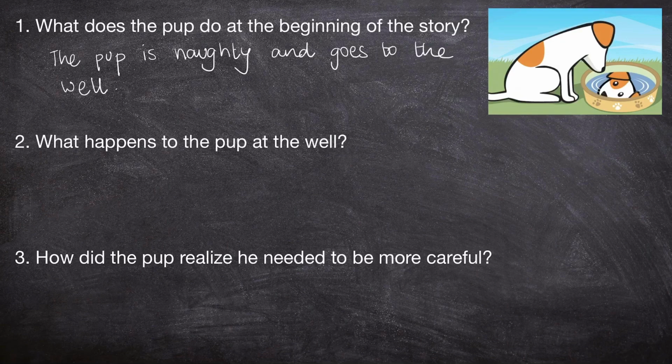What happens to the pup at the well? I know when the pup goes to the well, he looks inside the well and he sees a reflection. He sees his own reflection, he sees his own face in the water. But he is confused and he thinks that there is another dog inside. So he decides to fight that dog because he thinks that dog is copying all his actions. So the pup jumps into the well and he is unable to come out of the well.